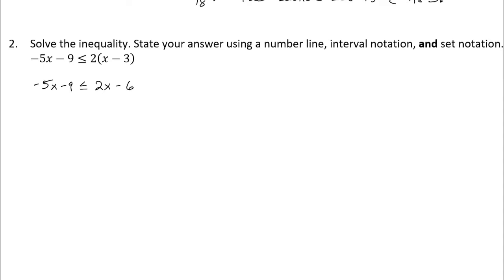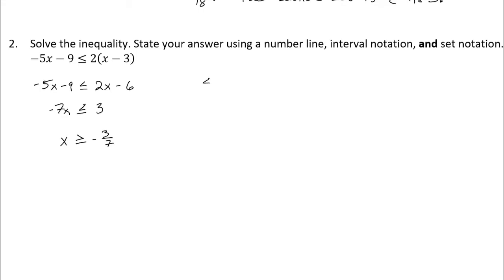I'll go ahead and subtract the 2x from both sides to get a negative 7x on the left, and then I'll add 9 to both sides at the same time. Negative 6 plus 9 is 3. Took me longer than it should have. And then we divide by negative 7. So when we divide by negative, we flip the inequality. So x is greater than or equal to negative 3/7.